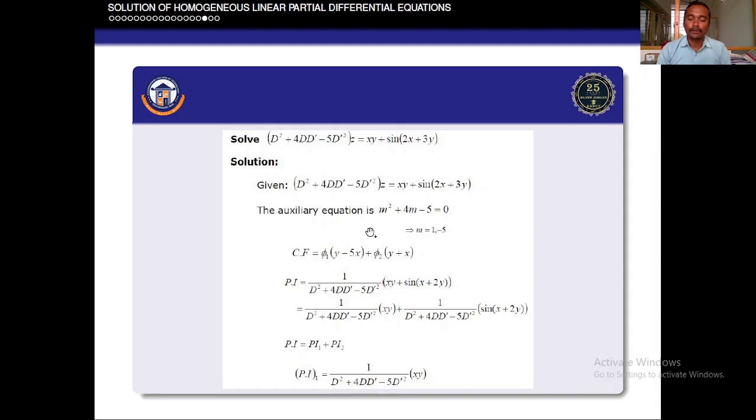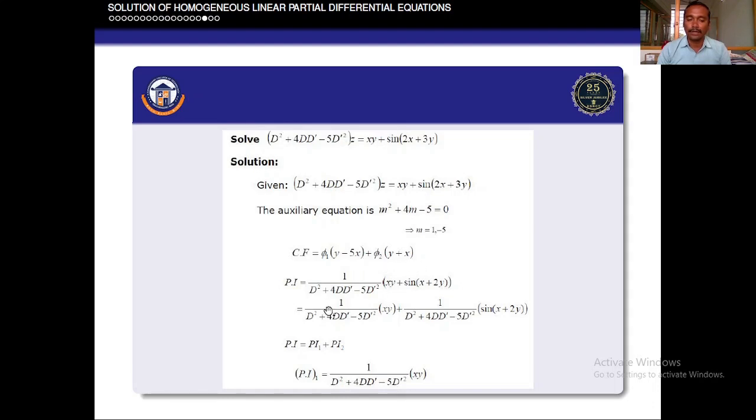As usual, follow the rule for calculating the complementary function. Here the roots are 1, −5. So its complementary function is φ₁ of... We can use different notations for the function. We can use either f or φ or g. Here φ₁ is followed: φ₁ of y − 5x plus φ₂ of y + x.